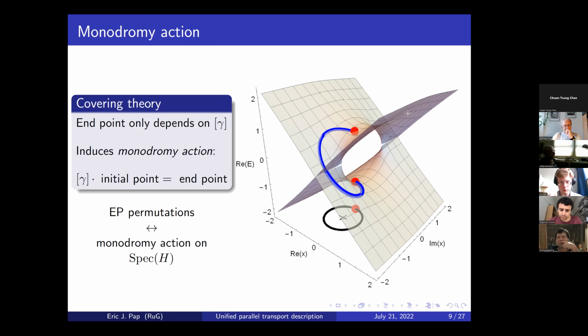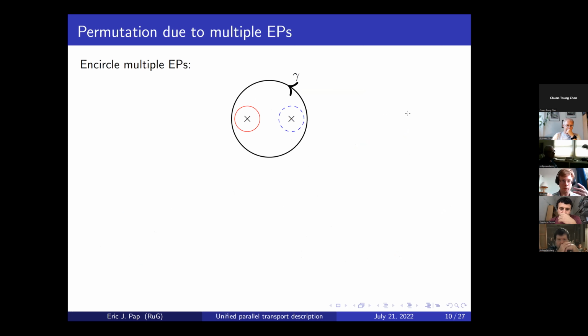Yes, so now we have the non-Hermitian Monodromy action. You may still say, well, it's a bit abstract. Can I actually use this in practice? And well, the answer is yes. It helps you when studying the permutations due to multiple exceptional points.